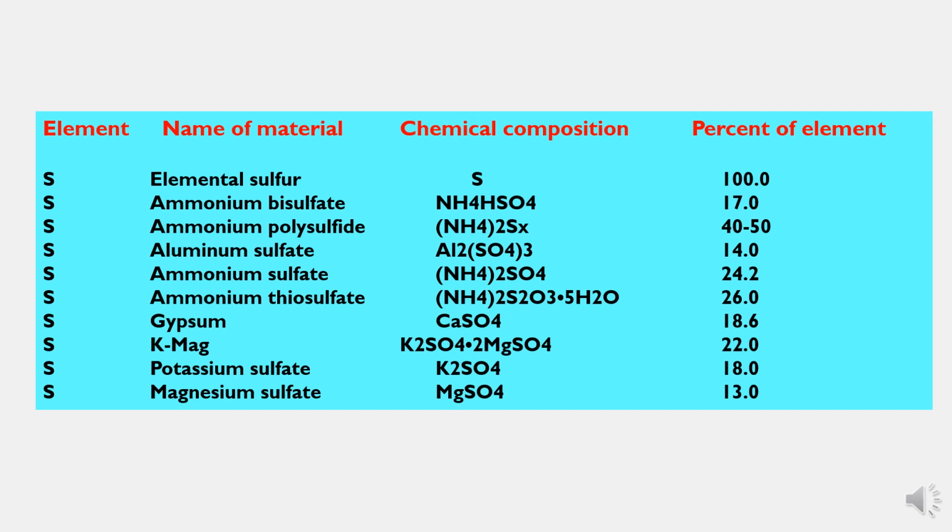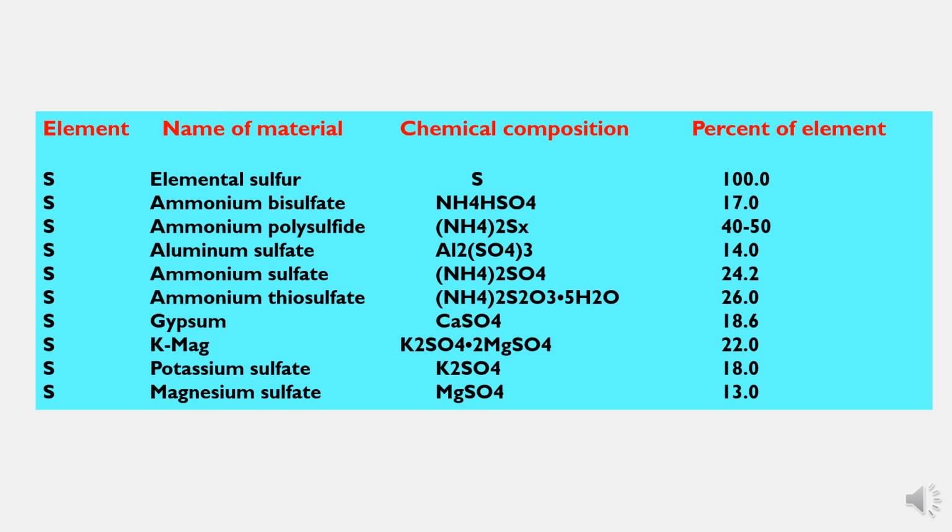Here we have shown the list of fertilizers which contain sulfur, like elemental sulfur, which has 100% sulfur content. Second is ammonium bisulfate, which contains 17% sulfur. Then ammonium polysulfide, which has 40 to 50% sulfur content. Then aluminium sulfate contains 14% sulfur. Ammonium sulfate contains 24% sulfur. Then ammonium thiosulfate has 26% sulfur content. Then gypsum, which contains 18.6% sulfur.